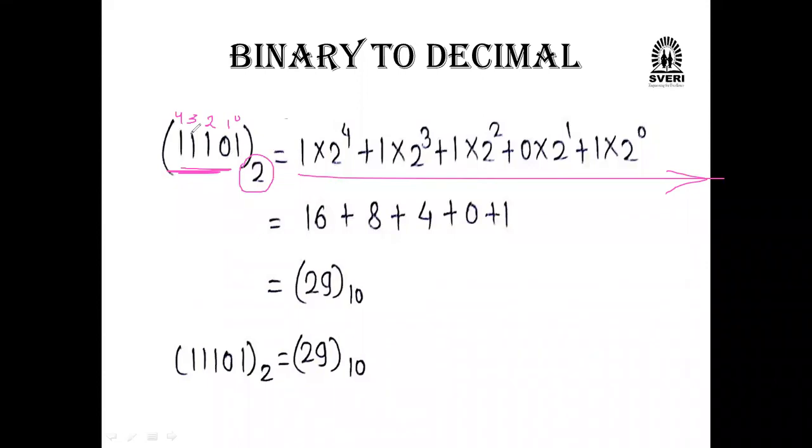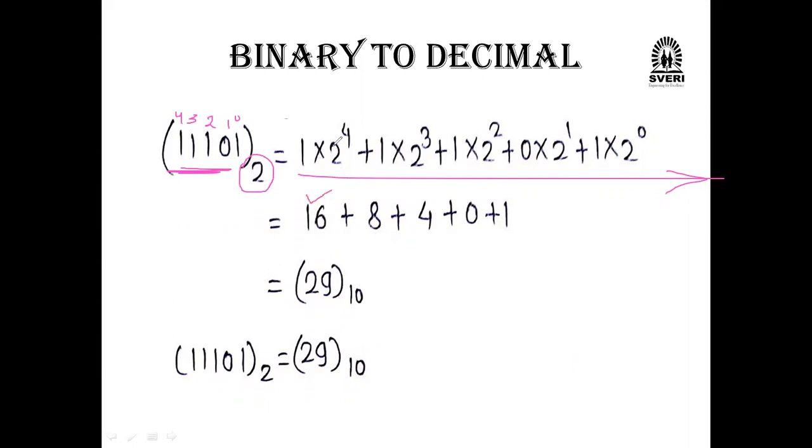So it is 2 to the power of 4, 2 to the power of 3, 2 to the power of 2, 2 to the power of 1. For these respective terms we do the multiplication and the summation of all of them, and it will give the answer. So 2 to the power of 4 is nothing but 16.